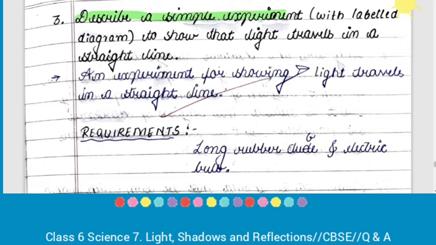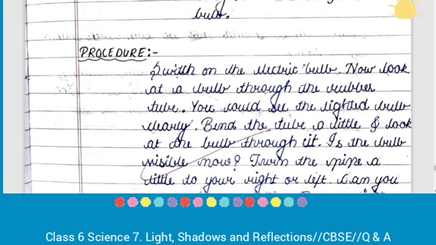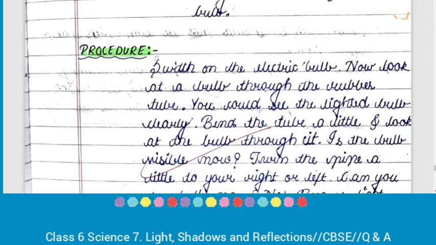Third question. Describe a simple experiment with label diagram to show that light travels in a straight line. Answer. An experiment for showing light travels in a straight line. Requirements: long rubber tube and electric bulb. Procedure: switch on the electric bulb. Now look at the bulb through the rubber tube. You could see the lighted bulb clearly.